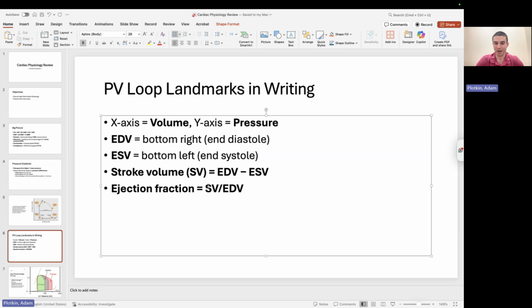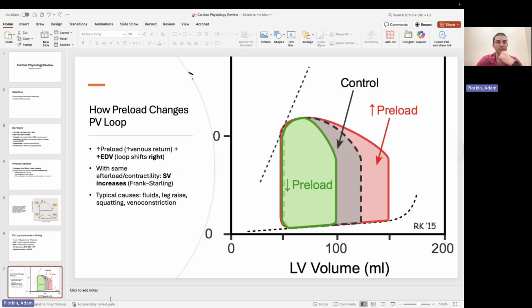And then my ejection fraction is my stroke volume divided by my end diastolic volume, another important equation. For the diagnosis of systolic heart failure, or heart failure with reduced ejection fraction, classically it's an ejection fraction less than 40% where we make that diagnosis. We use an echocardiogram to make that. So these are important.